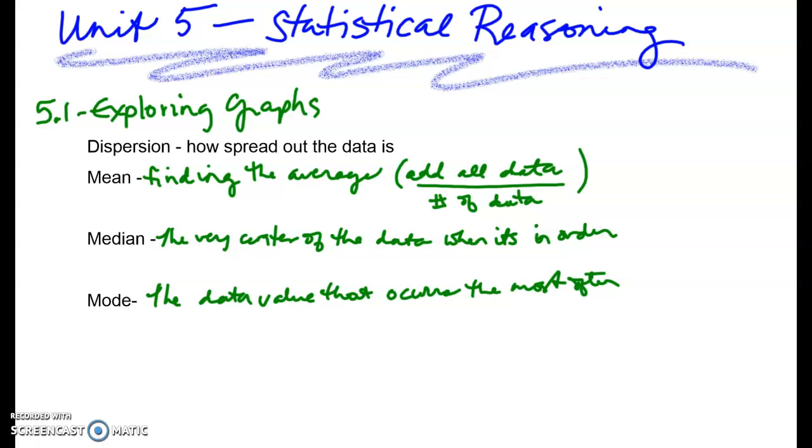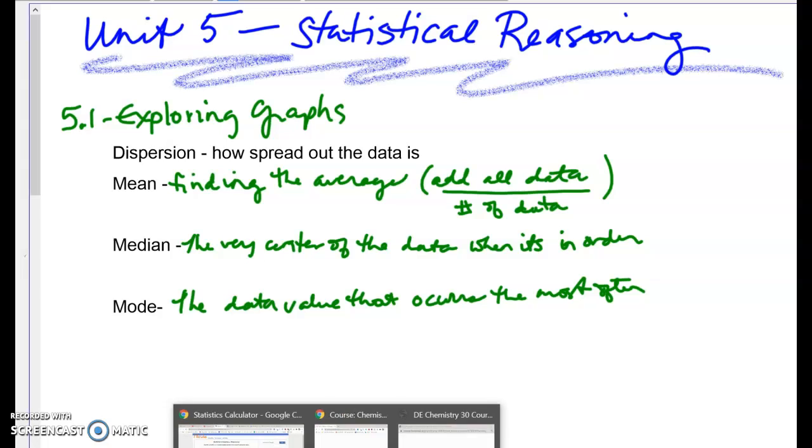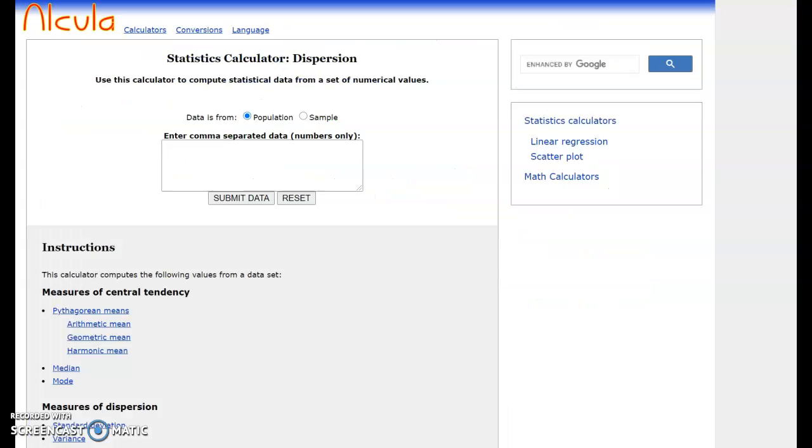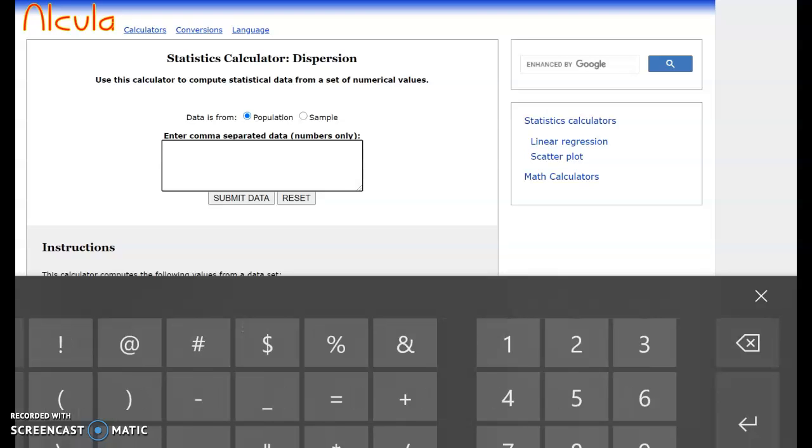We call the mean, median, and mode measures of central tendency. So they all tell us something about the center of the data. With Mrs. Edwards, you used the graphing calculators to find this data really quickly. I think you also probably practiced doing it by hand. We are going to use an online statistics calculator that is shown here. It is pretty simple. I can just give you an example here. We're going to type in a bunch of numbers, the list of data, separated by commas.